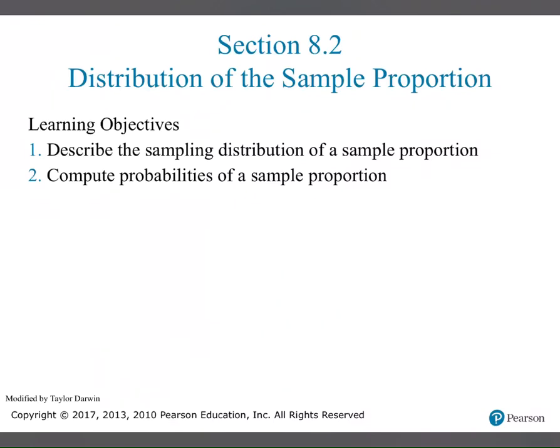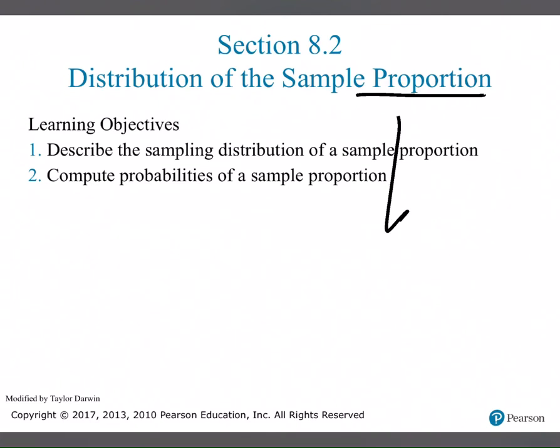8.2 is very similar to 8.1, except a big distinct difference. We are now talking about proportions. And this is going to be kind of the formatting for the rest of the semester. The first section will be talking about mean, and the second section will be talking about proportion. We're going to be doing a similar situation. We're going to be talking about sample proportions.